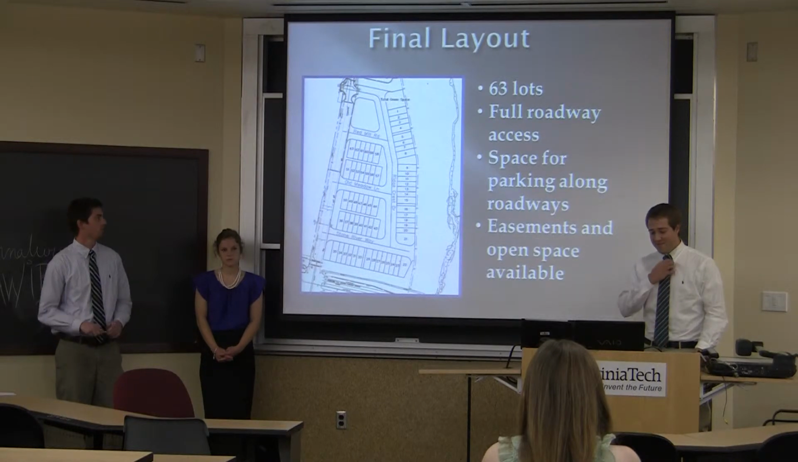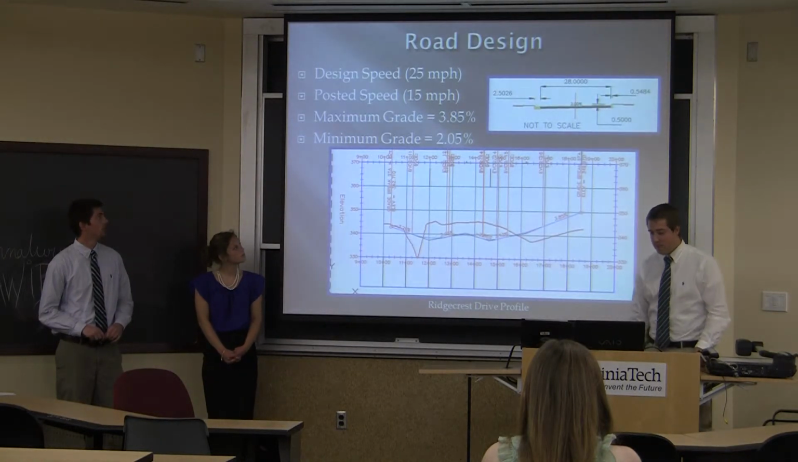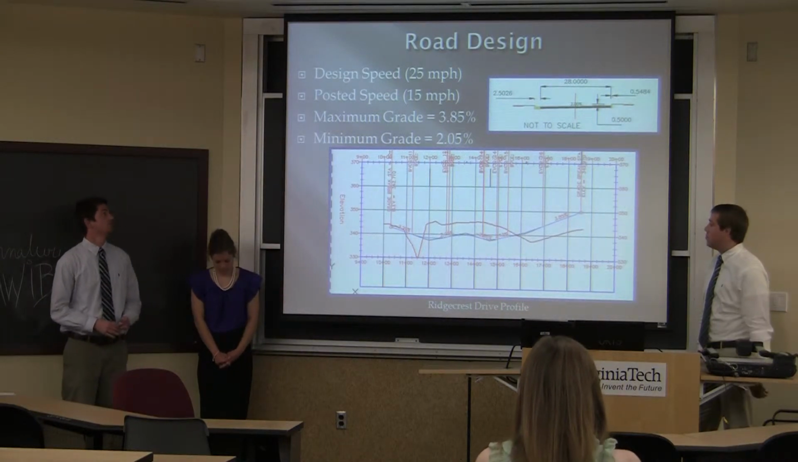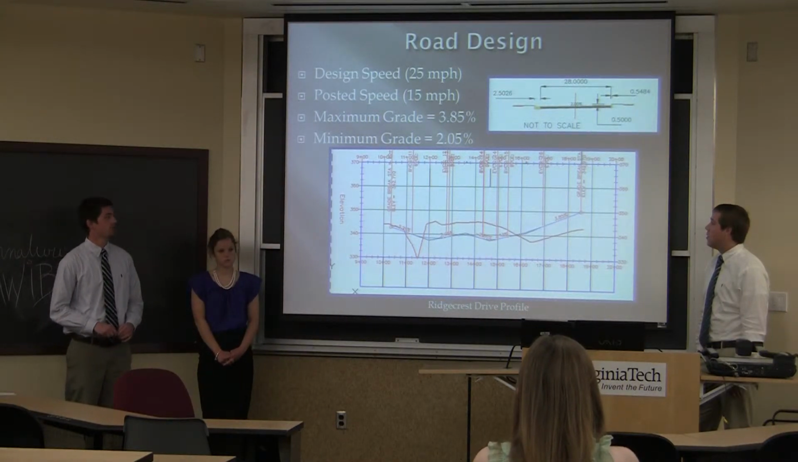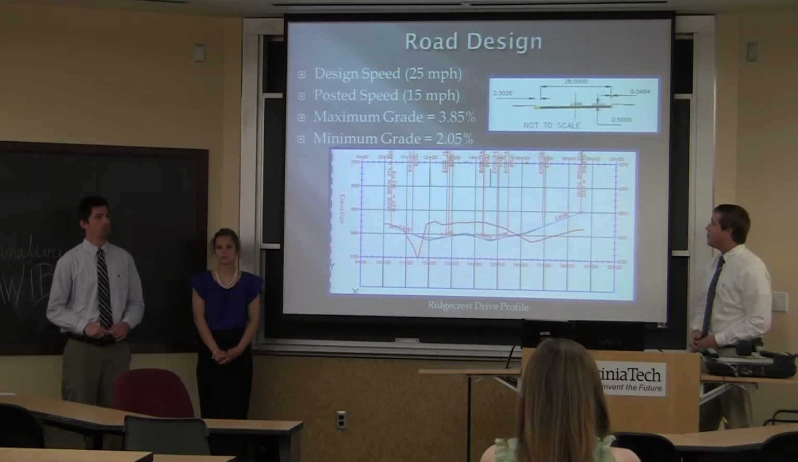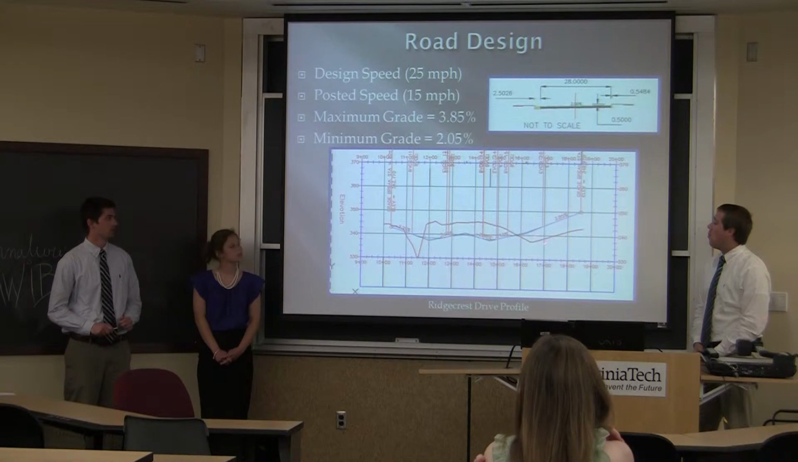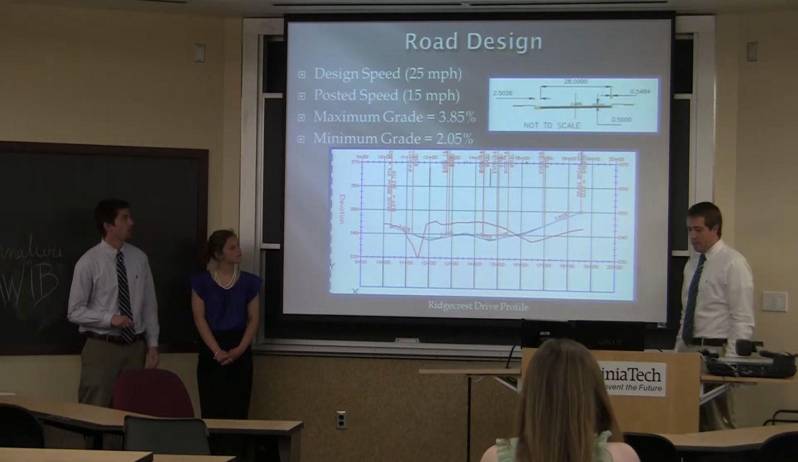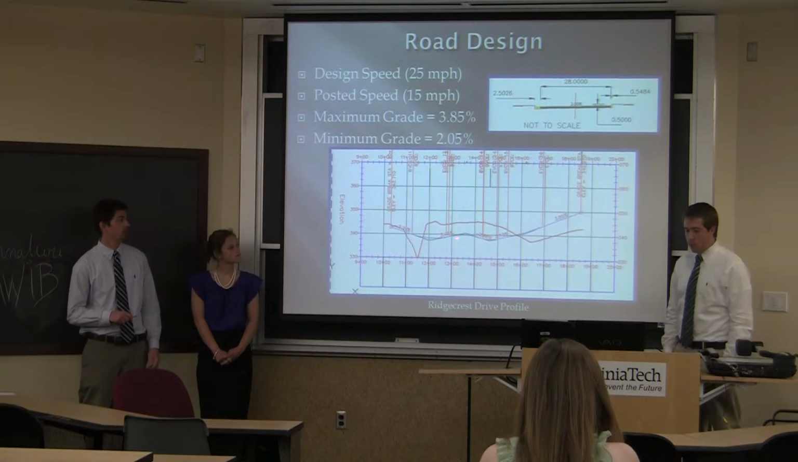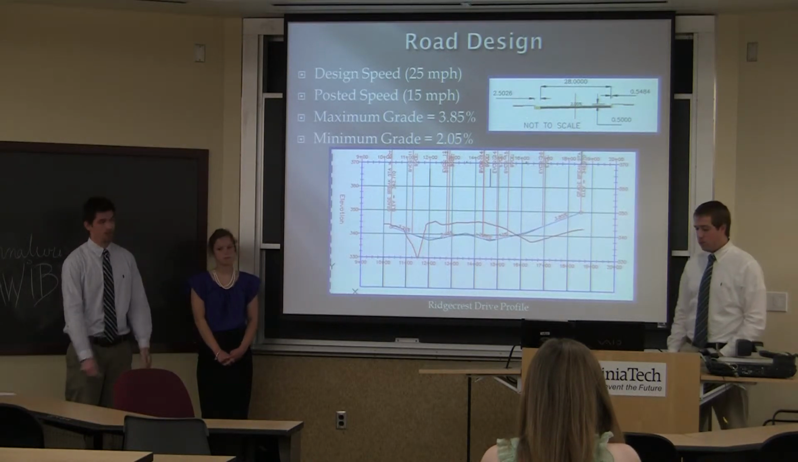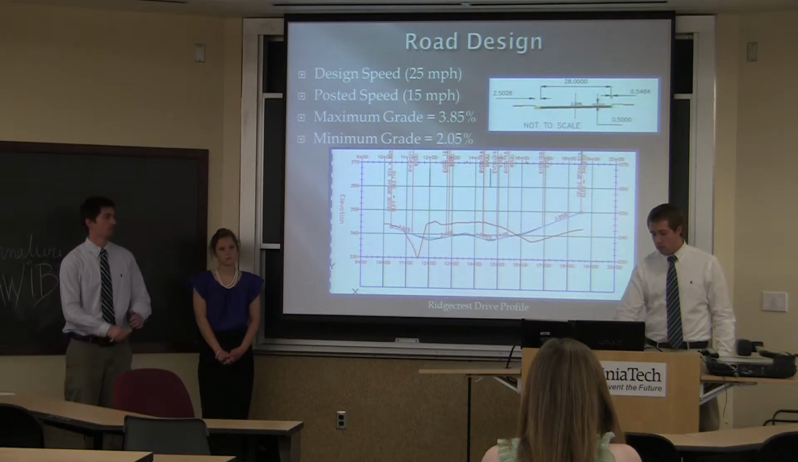For our road design, the design speed was 25, and the posted speed is 15. The maximum grade was on Ridgecrest Drive at 3.85%. This provided a little bit of trouble when we were doing bulk grading along this portion of the roadway. We ended up figuring it out. And the minimum grade on Ridgecrest is 2.05%. And then on the other connecting roads, they all had a slope of 2%.